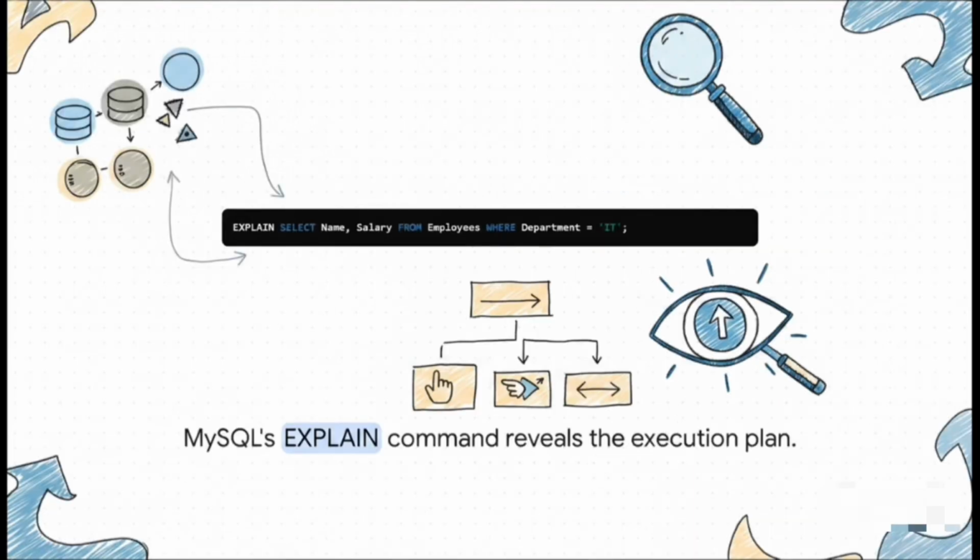Now, if you're using MySQL, the equivalent is the explain keyword. By simply typing explain before your standard select statement, the database won't actually run the query. Instead, it outputs its execution plan. This is exactly how the masters optimize. They read this plan to see if their queries are actually using those strategic indexes we just talked about, or if the database is quietly being forced into a sluggish, terrible full table scan.